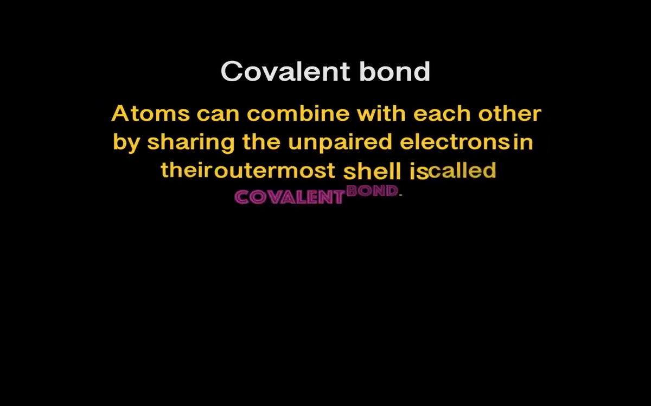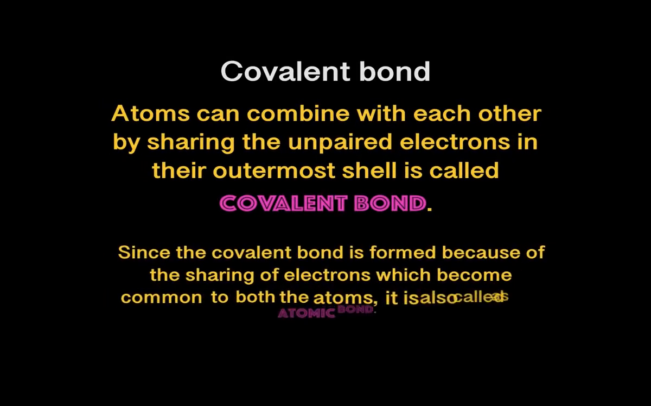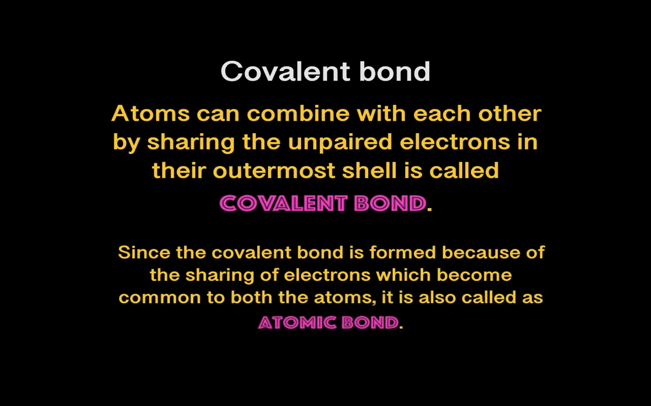Covalent bond. Atoms can combine with each other by sharing the unpaired electrons in their outermost shell, which is called a covalent bond. Since the covalent bond is formed because of the sharing of electrons which become common to both the atoms, it is also called atomic bond.